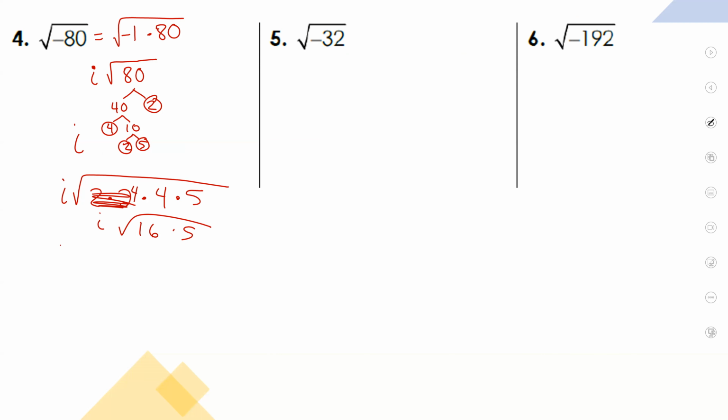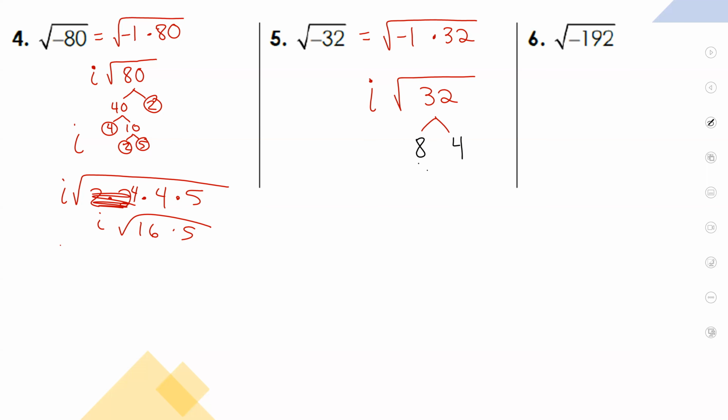All right, let's move on to this next one. This will be rewritten as the square root of -1 times 32. Square root of -1 is just i. And let's figure out how to break down 32. I need two numbers. 8 and 4, good. I would have chosen 16 and 2, but you can still choose this.